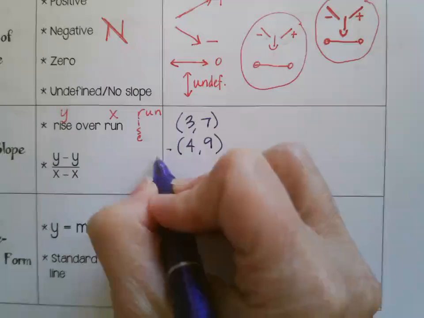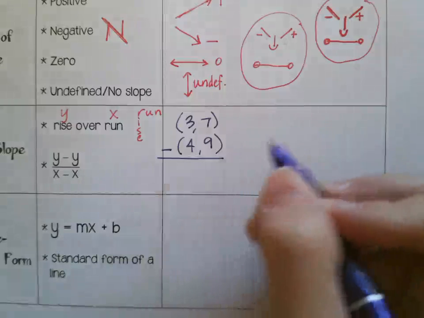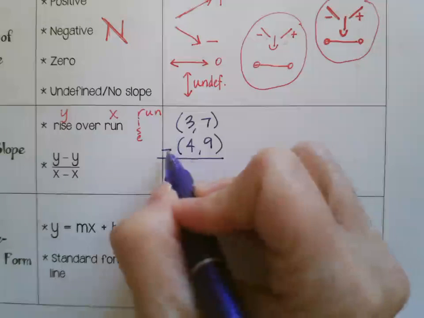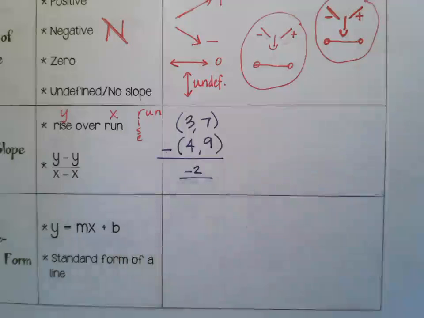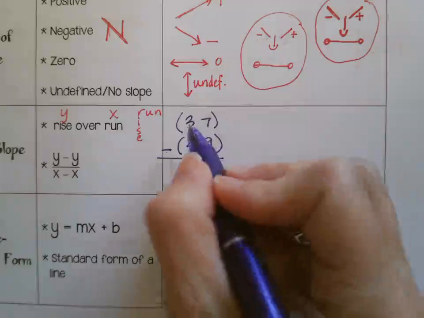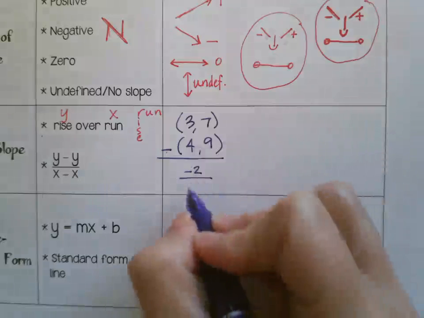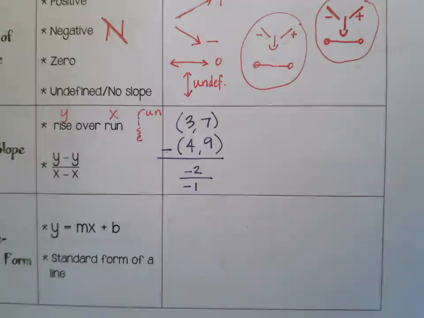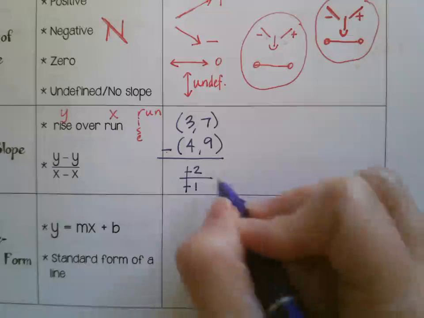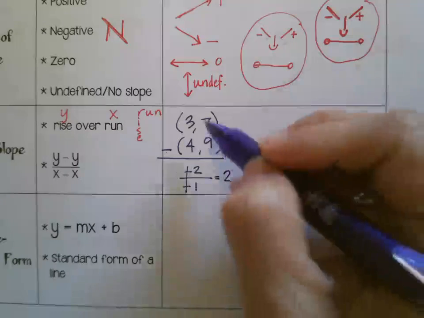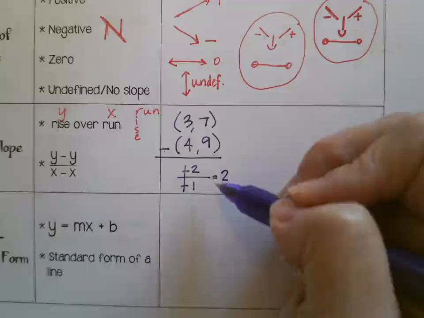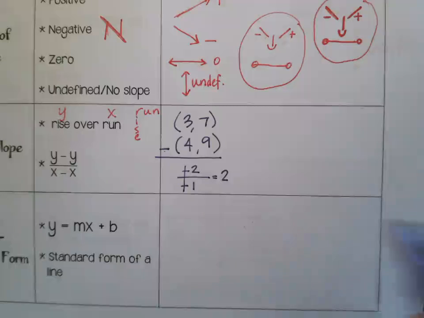So if I stack them, now I'm going to subtract them. So 7 minus 9 is -2. My first one goes on top. 3 minus 4 is -1. That one goes on bottom. These two negatives cancel each other out, and I can just say that the slope between those 2 points is 2.